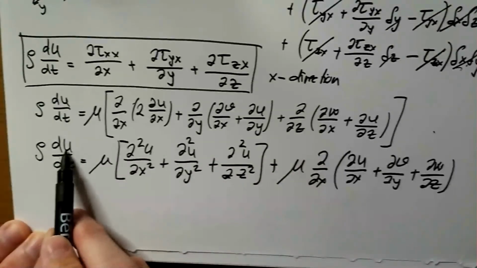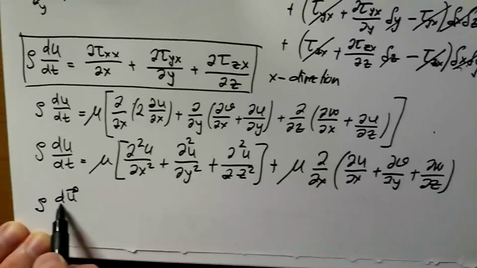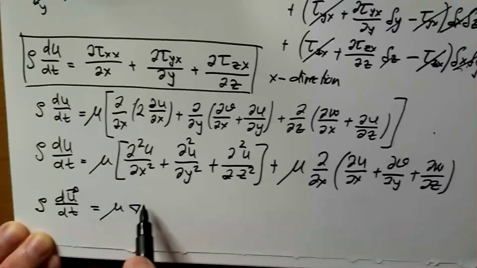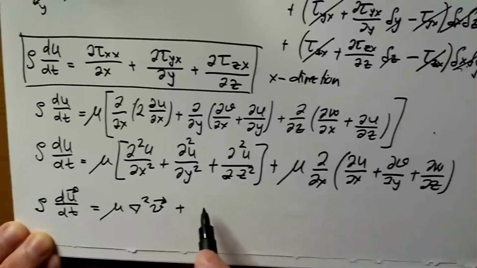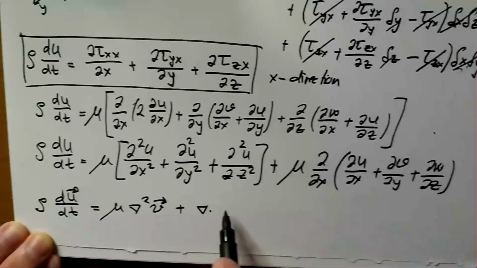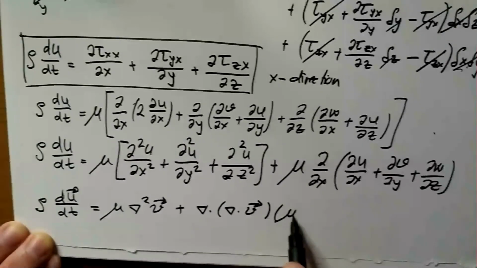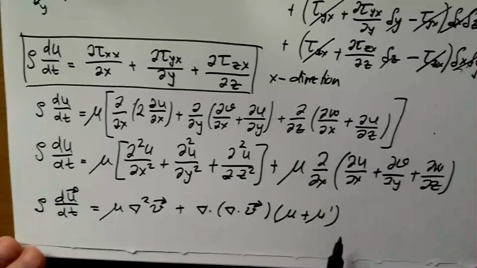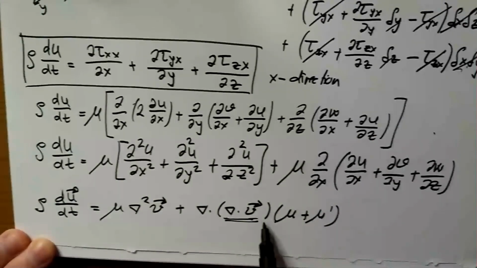And then this will become rho du over dt is mu, this is nabla squared v, plus nabla dot v, and this coefficient mu, but I actually have to add mu prime. Now, why is this? Well, this is because this term over here is divergence, as you can see. And if the fluid is incompressible, then this term collapses to zero.